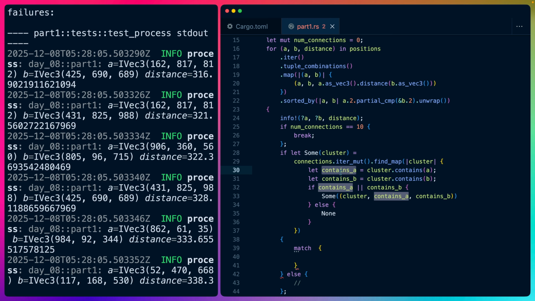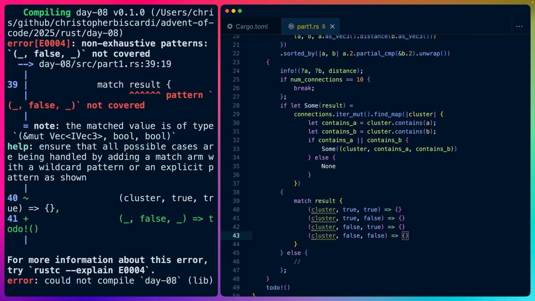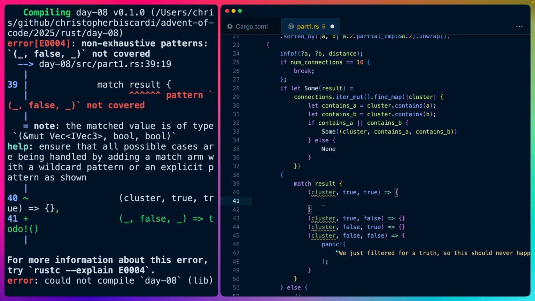So we end up with all of our connection clusters. We're iterating mutably over them. We're finding the cluster that contains one or both of these. And then I've stuck this in a secondary thing here. This is not actually cluster, right? This is result, which is cluster, and then a couple of Booleans. And I'm choosing to be complete here because what I want to do is ensure through the compiler that I've covered my cases. In this case, though, we just filtered for a truth, so this should never happen. For true, we also just do nothing.